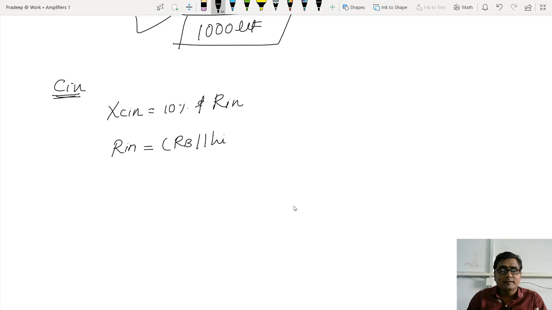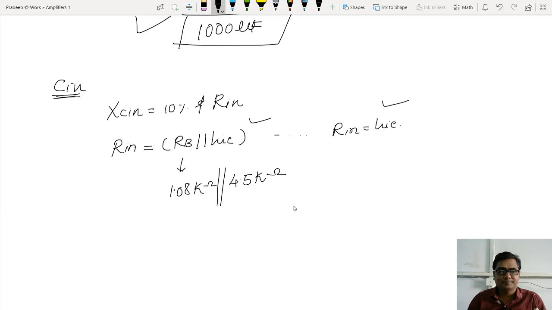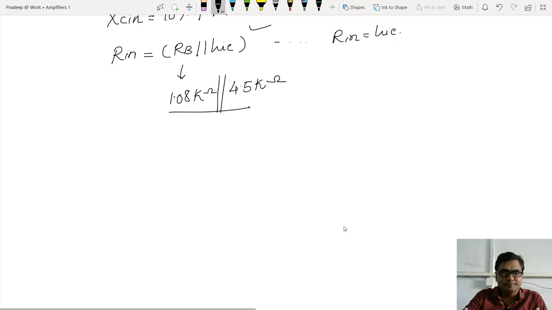If you calculate the exact value, R in is RB in parallel with HIE. RB is known, the value of RB is 1.08 kilo ohm, which is in parallel with 4.5. So in my case the value of RB is less, so your value of X in will be small. So you can go with this R in.